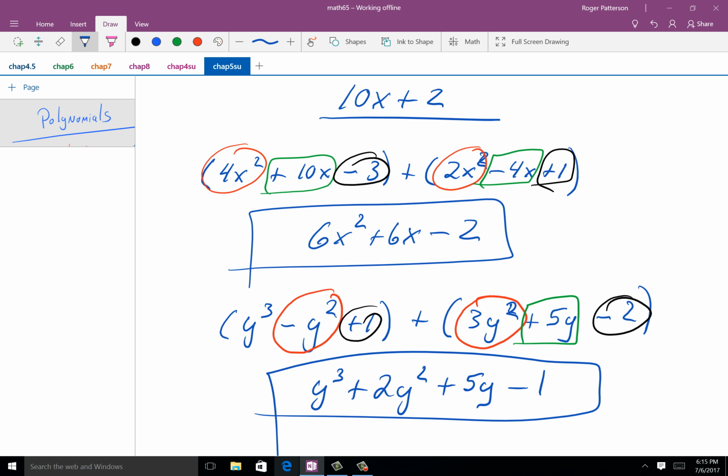Okay, so that's all you can do. You can't combine terms like that. They have to be like. Okay, and none of those terms are like. They don't have the same powers, so we can't combine them. So that's done.